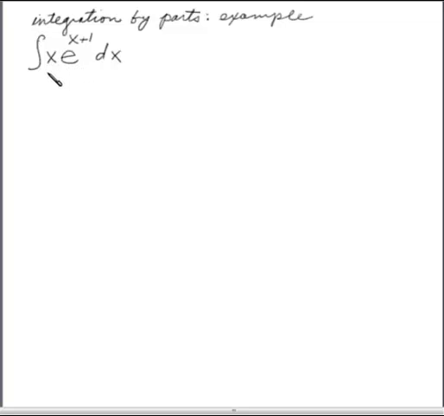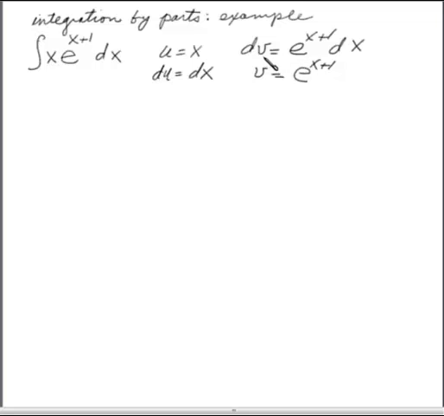Well, if I let u be x, then du would just be dx. So that would be simpler. Now everything else, if u is x, everything else has to be dv. So dv would be e to the x plus 1 dx, which would make v equal to, and so I just take the indefinite integral here and the indefinite integral here, and this will be e to the x plus 1.